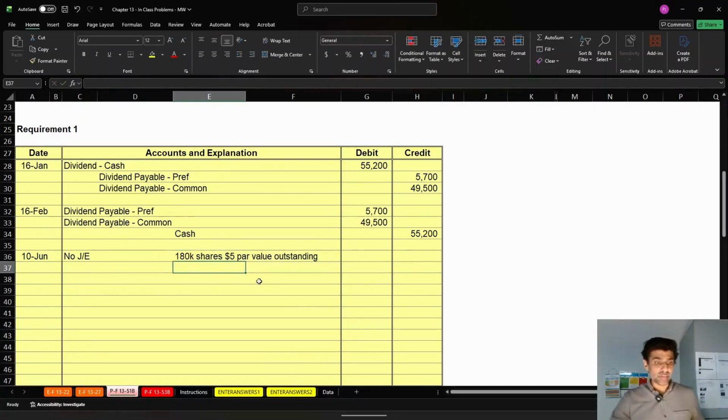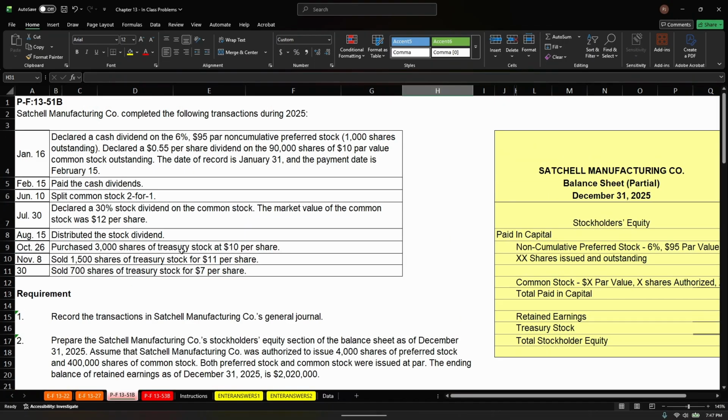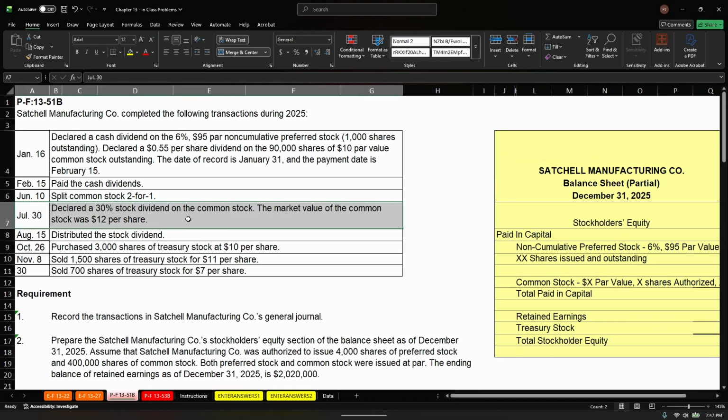outstanding. So that's going to be relevant because now in the next journal entry, we're going to pay a stock dividend on 30% of the outstanding common stock. Okay, so we declared a 30% stock dividend on common stock. The market value of common stock per share is $12. Now, this is a large stock dividend, okay? We do not need to use the market value. That would have been relevant in our journal entry if we were doing a small stock dividend. But in this case, since we're doing a large stock dividend, we're just going to use the par value, okay?